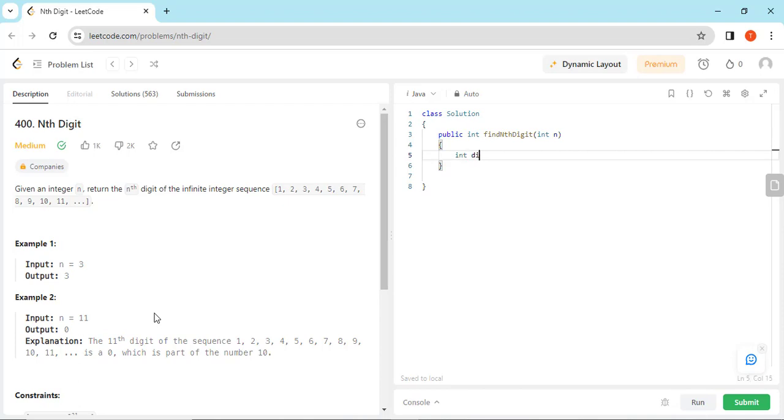So the digit value I'll initialize it as 1, because initially we start with a 1-digit number, right? We will not start with a 0-digit number. We'll start with a 1-digit number. That is why I'm giving the digit as 1.